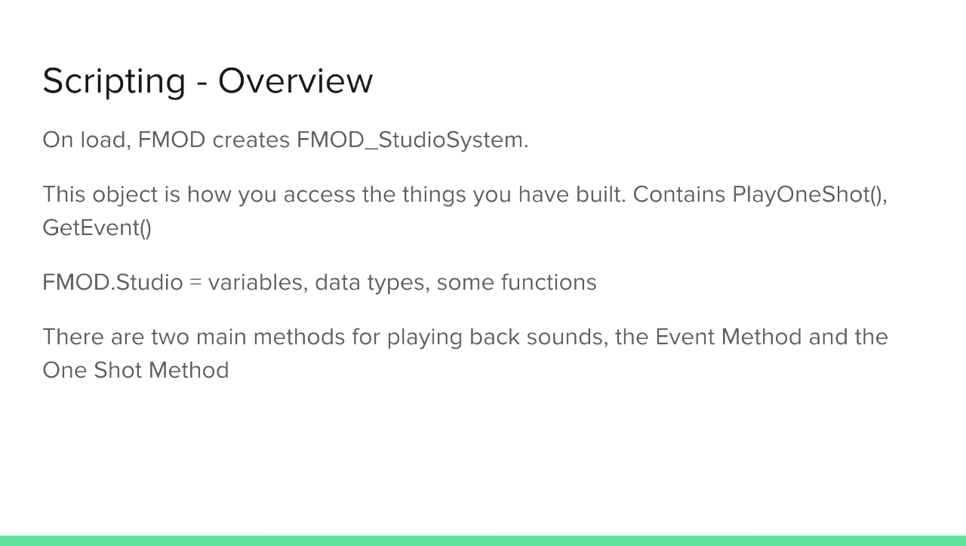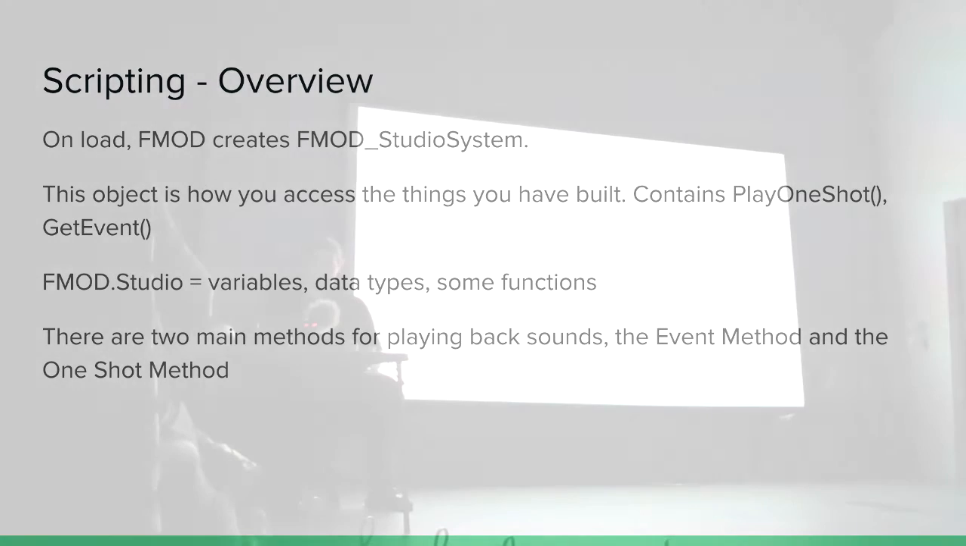FMOD Studio System also has a couple of functions like get event and play one shot, and these relate to its role as a liaison between the scripts and the banks. We've also got an object called FMOD.Studio. FMOD.Studio is how you access FMOD's variable types, its data types, its specific things that it can create. It's also got a couple of functions, mostly for converting between data types. There are 2 main methods of playback that I'm calling the event method and the one-shot method that I'm going to talk about now.